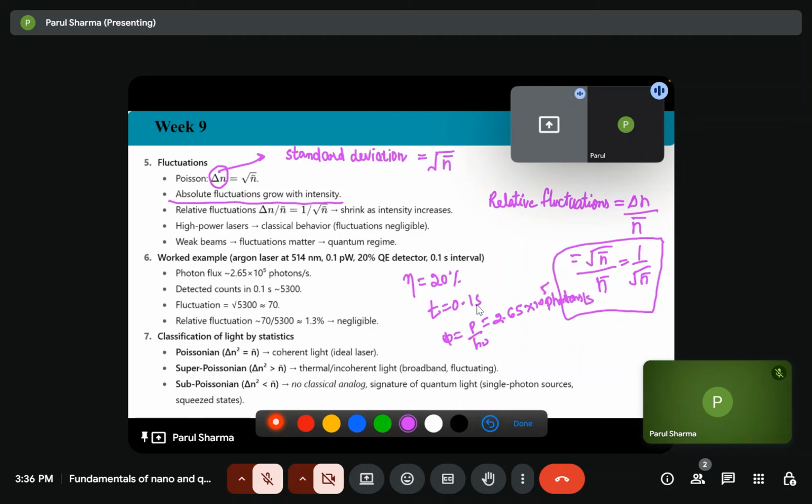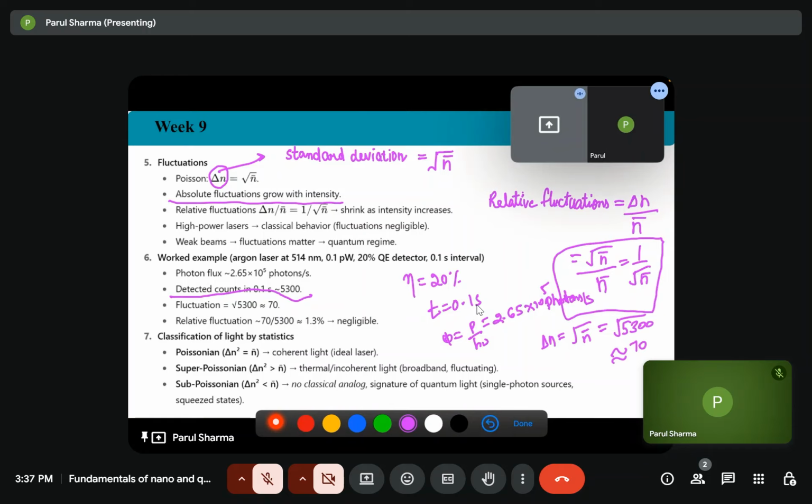So we can find the detected counts also. That will be 5,300. These are the mean photon number, N count, that is n bar. If we want to calculate the fluctuations, delta n, it will be under root n bar, so basically under root 5,300, which will approximately give us this value of 70.